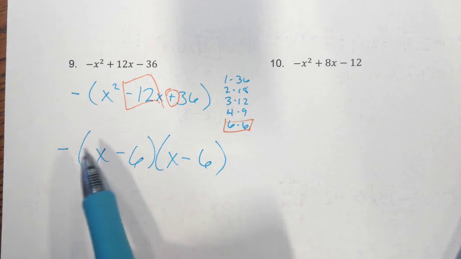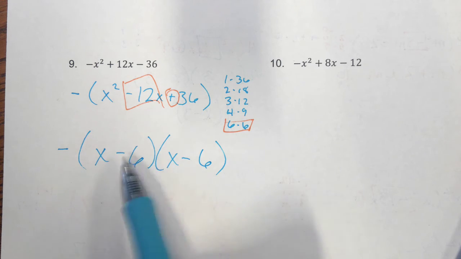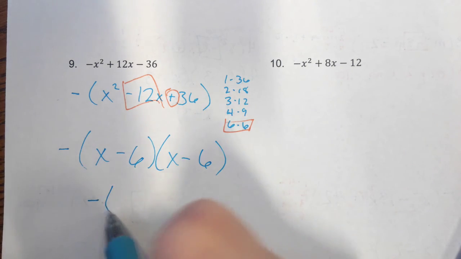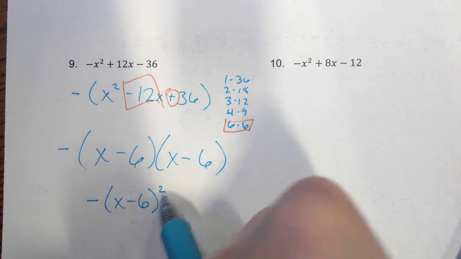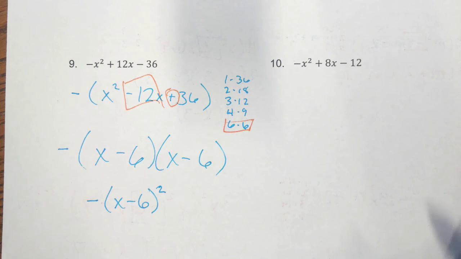So again, this is like the one on the front. These are both the same, so you can really combine them and say you have 2 of them with the exponent of 2. So this is best, this is okay.